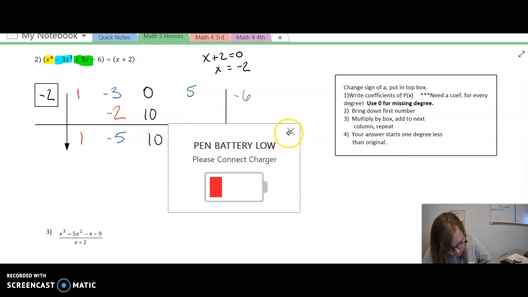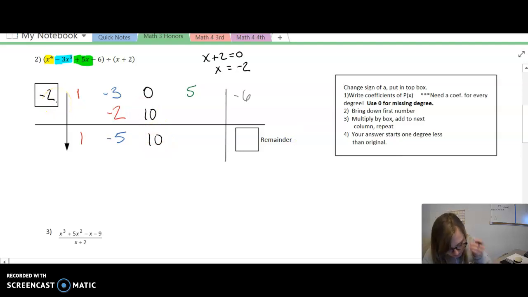Now we're going to multiply again. So we have 10 times negative 2, and that is going to be negative 20. I wrote 10, sorry. Negative 20. And we're going to add negative 5 plus negative 20 is going to be negative 15. And then negative 15 times negative 2 is 30. Oh, I did it again. 30. And the negative 6 plus negative 30 is going to be negative 36.